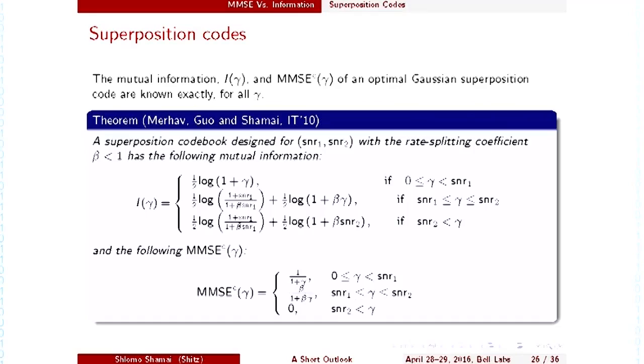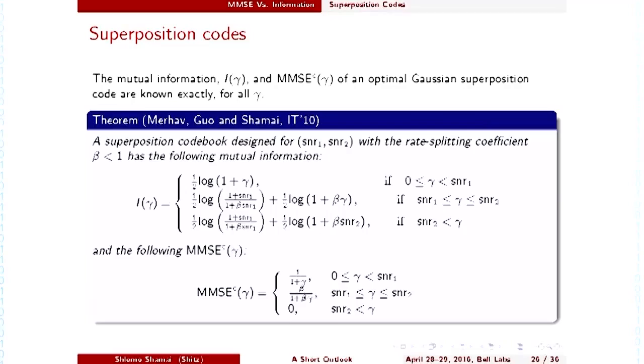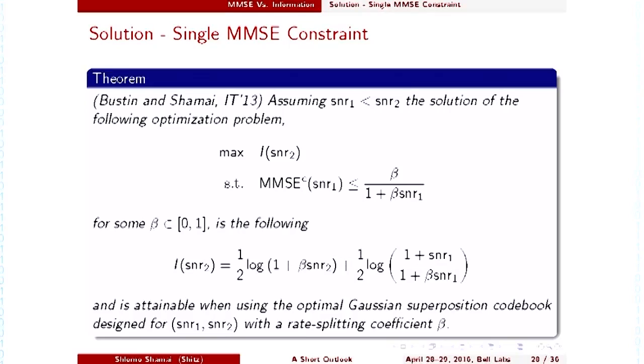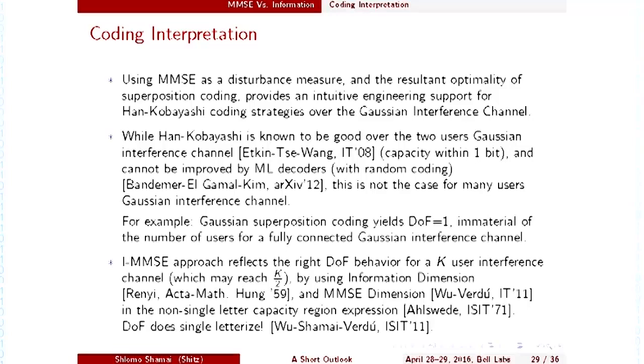And once you realize what's going on with physical tools, we mentioned physics here, on superposition coding, that's work by Merhav, Guo and myself, the behavior based on statistical physics ideas actually makes it easier to solve the problem, and the solution appears in this work with a former PhD student of mine and myself, that indeed superposition coding is optimal for this problem. Optimal. Not optimal for the general interference channel. Optimal for this very problem. So it gives intuition how to act.